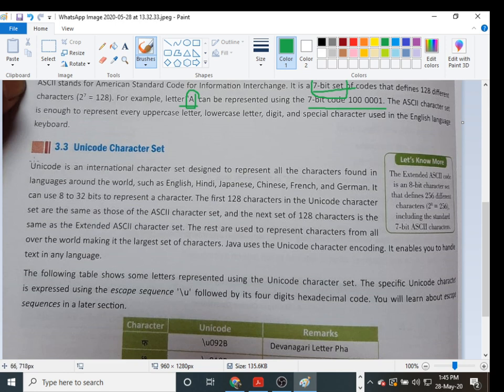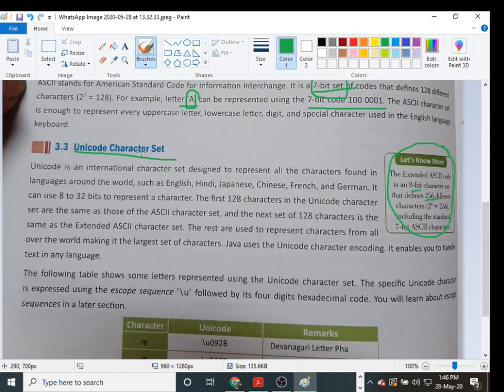The next one is the Unicode character set. But first, let us know more about the extended ASCII code, which is an 8-bit character set. When the ASCII code was extended by 1 bit, it went from 7 bits to 8 bits, which means 2 to the power 8, that is 256 different characters. So when you use the 8-bit ASCII character set, it can represent 256 different characters.